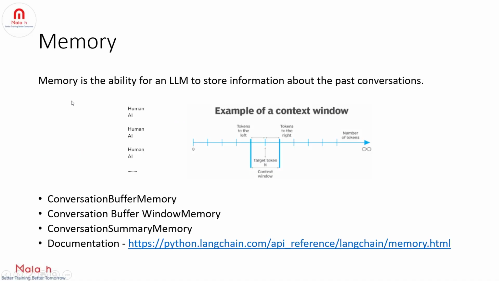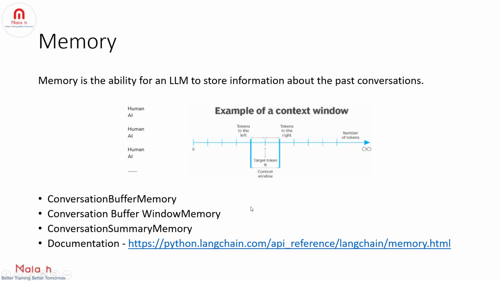So what is memory? Memory is the ability for an LLM to store information about the past conversations. So think about the human brain. We as humans can process a lot of information, but sometimes the action that we take in the present is based on the past information. For example, let's say you are in a conversation with somebody and you introduced yourself to each other, and after a while you need to address the person's name. So in order to have a real conversation, you need to have the memory.